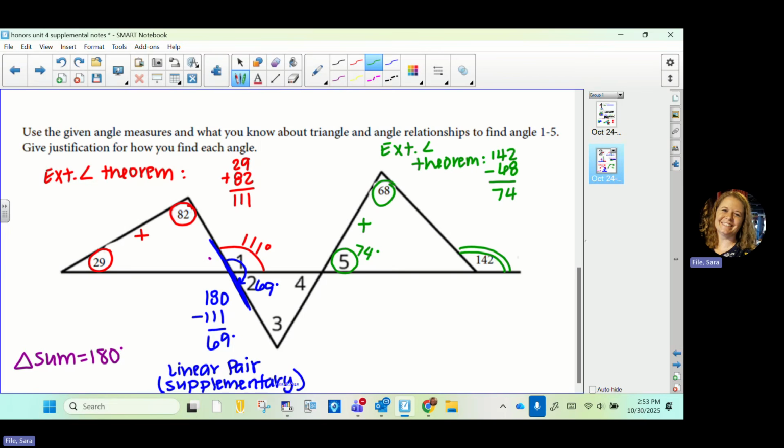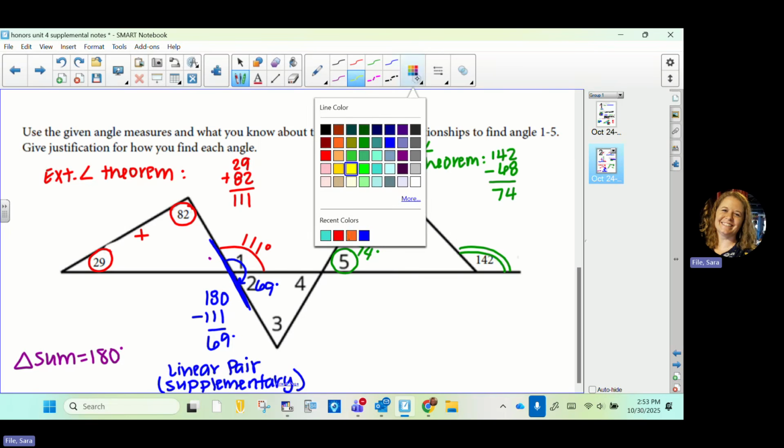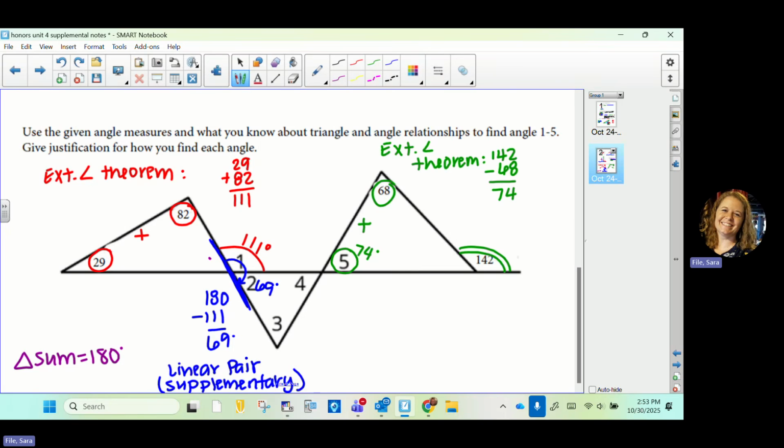Now, both what I did in red and in green could have been found by doing a linear pair and then triangle sum. And here I could have done triangle sum and then a linear pair. So both of those would have worked out. And now here to get to angle 4, I need to know that these angles that are opposite each other at an intersection, these are vertical angles. Vertical angles are congruent. So angle 4 will also be 74 degrees.